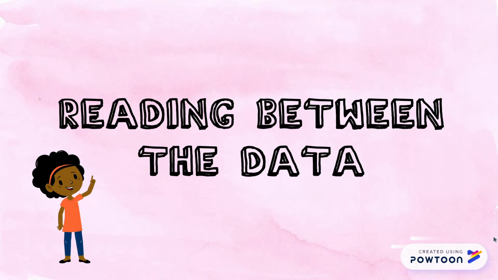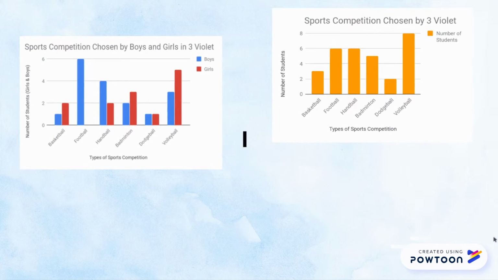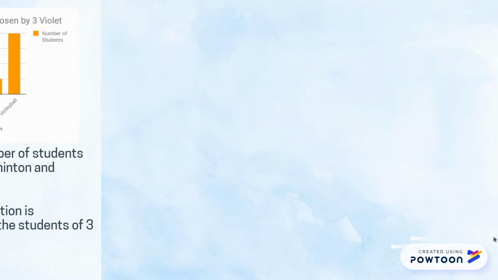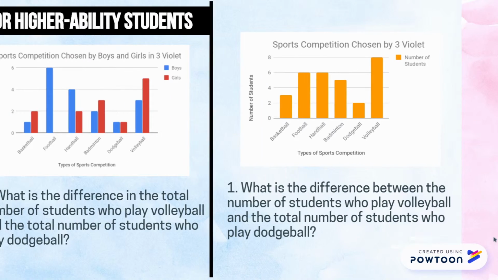Moving on to the second level of graph comprehension, reading between the data. These are the example questions teachers could ask their students. From these example questions, students are required to compare the differences between the two categories by using the mathematical operation, subtraction, to acquire the answer. As for students of higher ability, an additional step of totaling up the number of girls and boys in the same category is required before subtracting. These are some of the extra questions for each of the bar graph that you can refer to while planning your lesson.